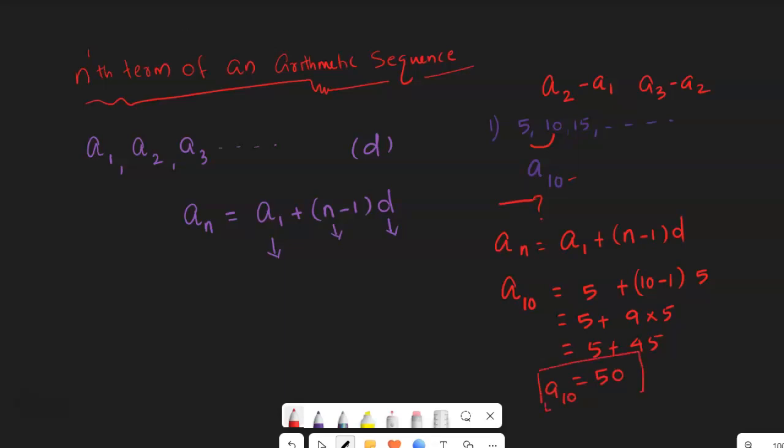So this is the way to find the nth term of a sequence.